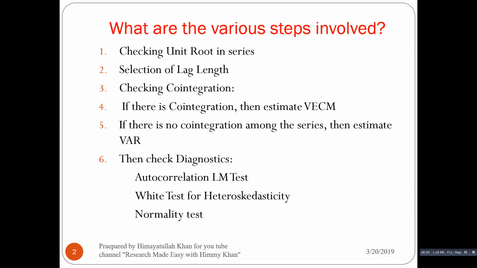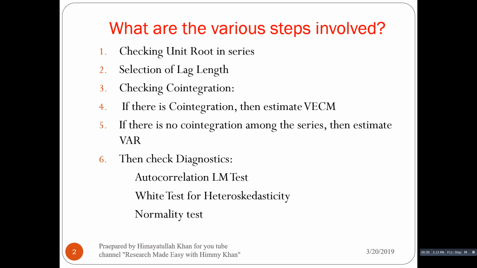So, first of all, I would like to check unit root of various series. That is, I will have to determine whether these series are stationary of order 0 or order 1. And then I will select lag length, and after this I will be checking cointegration.